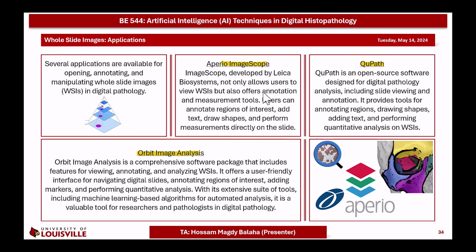ImageScope offers annotation and measurement tools. It also allows annotation of a region of interest on any portion of the image. You can add text, draw shapes, and perform measurements directly on the slide. QuPath can also do that: annotating regions, drawing shapes, adding text, and performing quantitative analysis on the whole slide images. The third one is OIA, or Orbit Image Analysis. You can also add markers or annotations and perform quantitative analysis. You can also apply machine learning based algorithms on the whole slide images. So this is considered a valuable tool for researchers and pathologists in digital pathology.